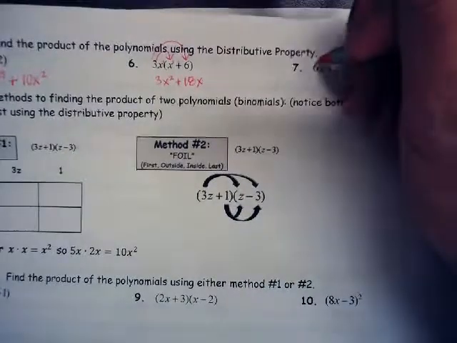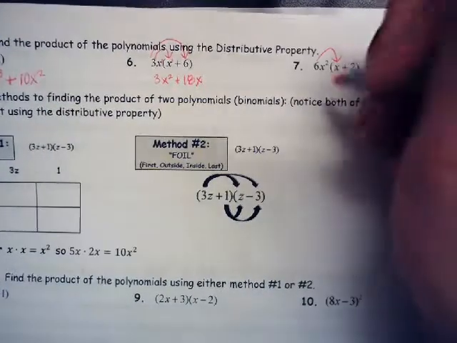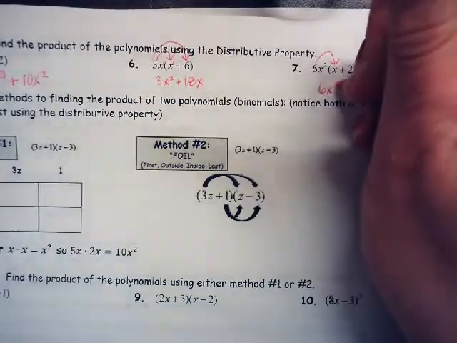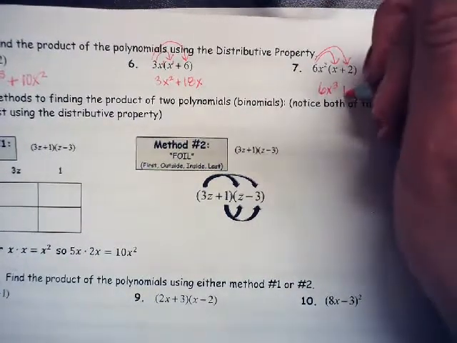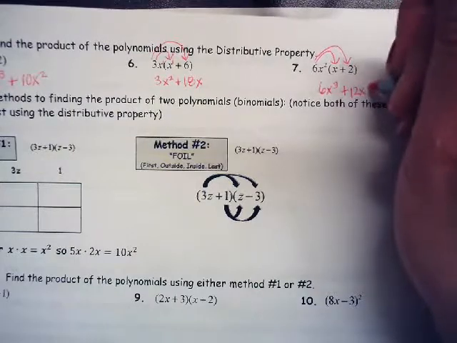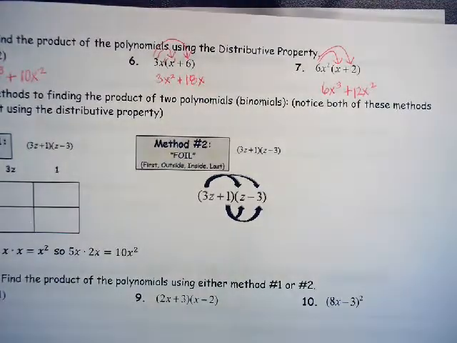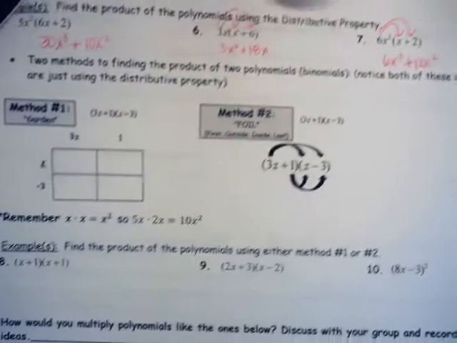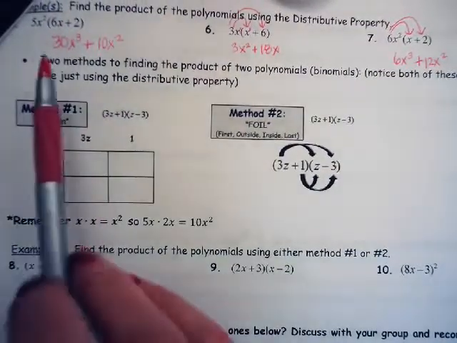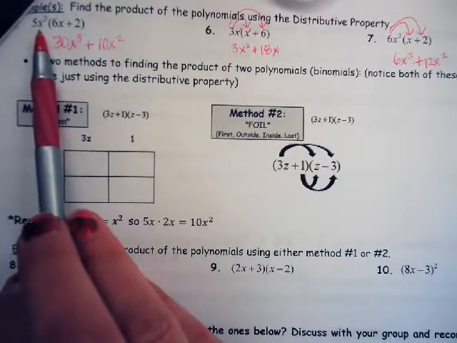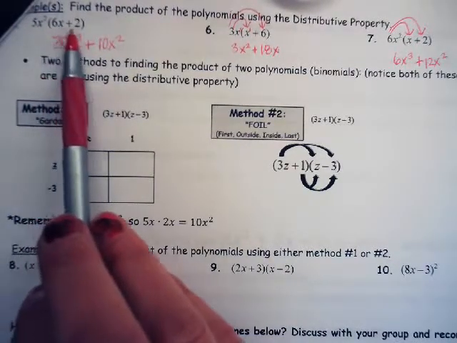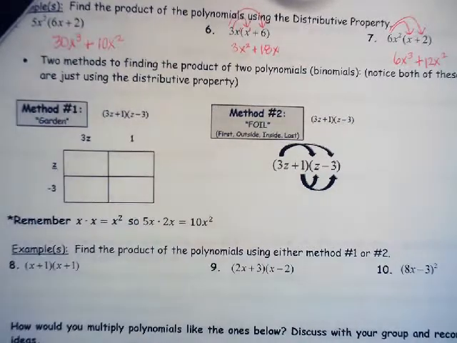Okay, on number 7, let's first go 6x squared times x. So this would be 6x cubed. And then 6x squared times 2 gives me plus 12x squared. Okay, that's how we use the distributive property. That's a little easier. You notice here we only have one term. This would be a monomial multiplied by a binomial here. So on that, we just distribute.